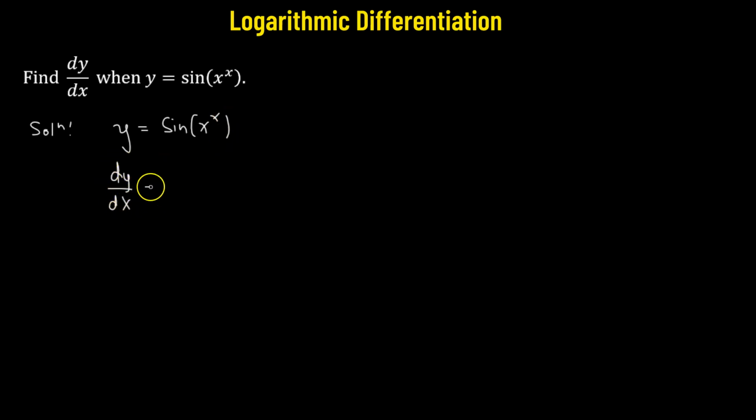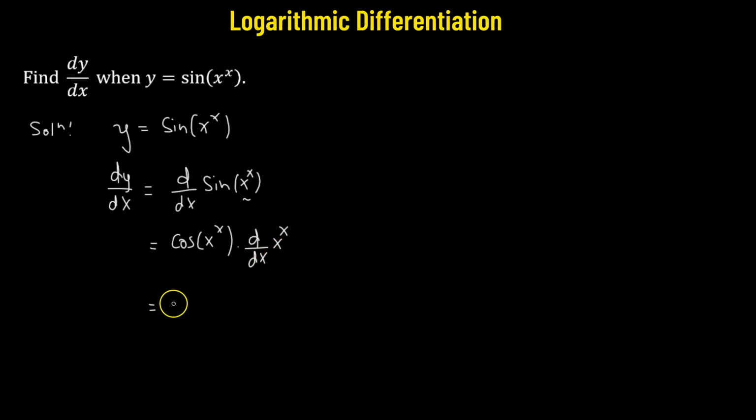So we have derivative of y with respect to x given by derivative with respect to x of sine of x raised to the power of x. Now we know that derivative of the sine function gives us the cosine function. So we'll have cosine of x raised to the power of x, since we have sine of x raised to the power of x. Now since this is x raised to the power of x instead of x, we'll have to use the chain rule. We'll multiply it to derivative with respect to x of x raised to the power of x. Fine. Now our task will be to find out the derivative of x raised to the power of x.